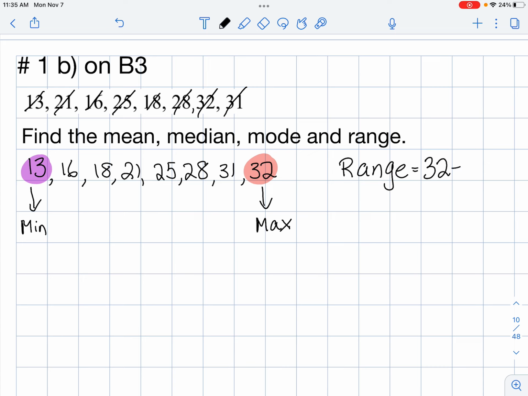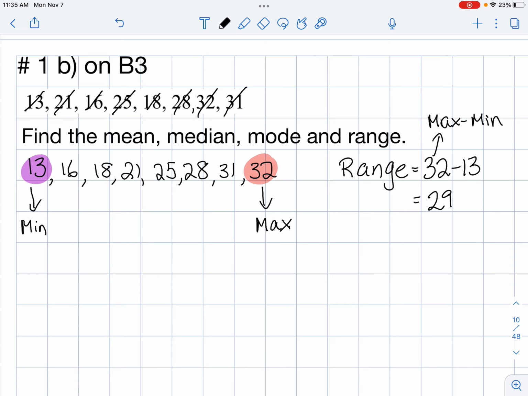So 32 minus 13, which is 29. So this is just the minimum taken away from the maximum. Okay. Then we get into our measures of the middle.